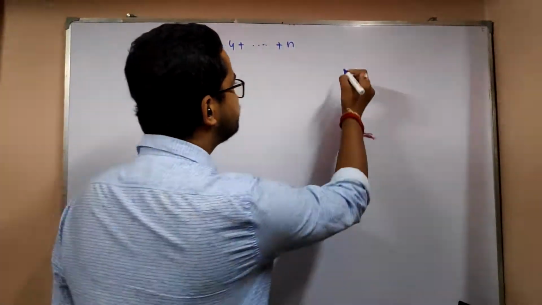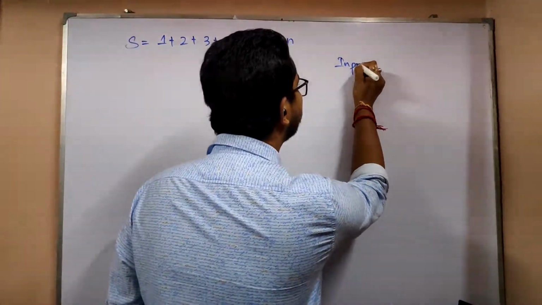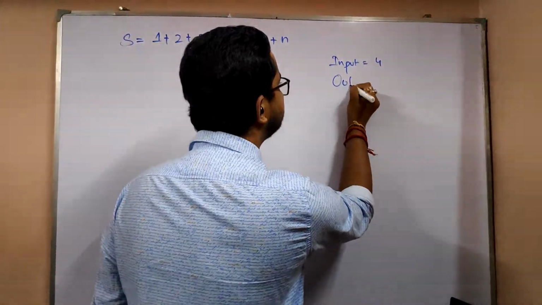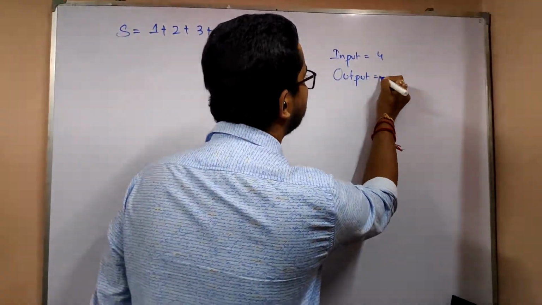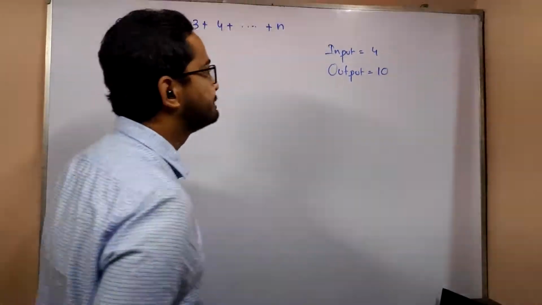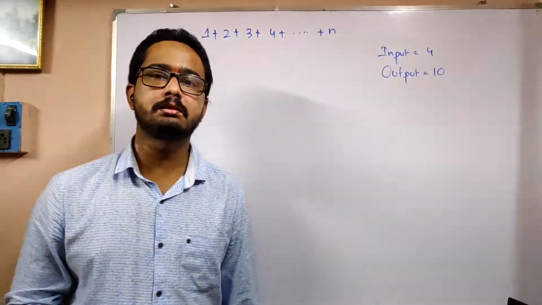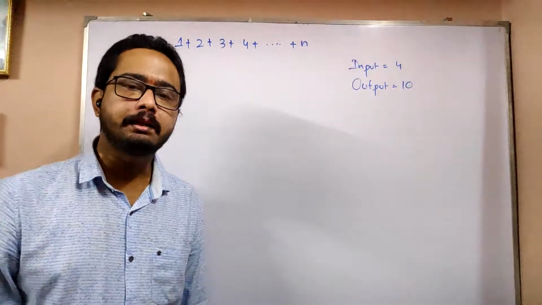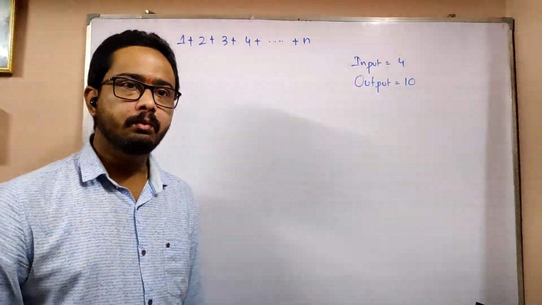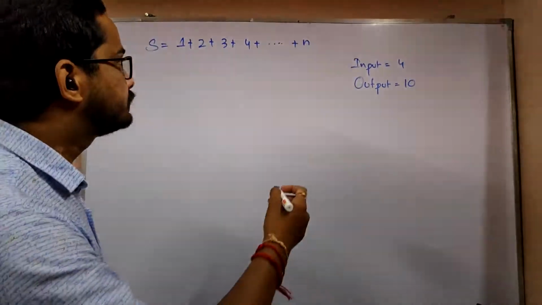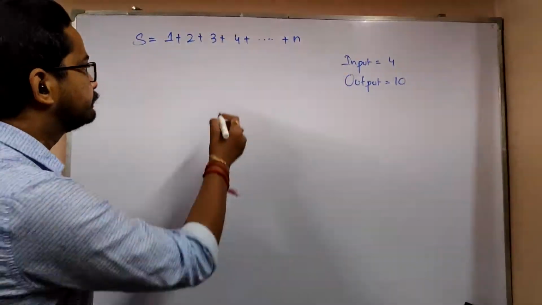If the input is 4, the output must be 10. So with the help of flowchart, in a line I am saying what is flowchart. Flowchart is a block diagram that helps to solve a problem. What is flowchart will be explained in the next video. Let's see how to solve this problem.